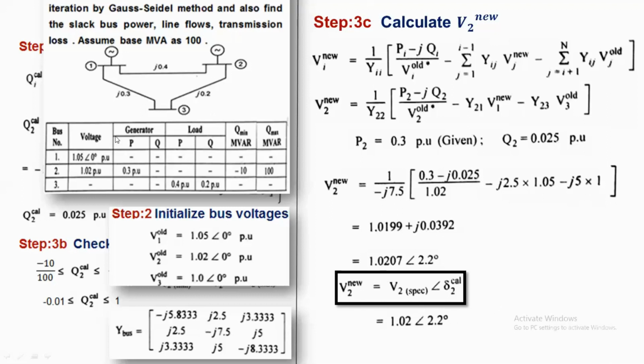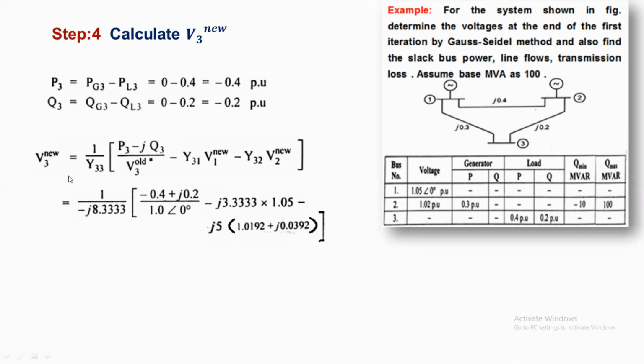Next bus, the third bus. This third bus is the load bus. The quantities to be obtained are the magnitude of voltage and phase angle. By using this formula, V3 new can be directly calculated. V3 new is equal to, since the third bus is the load bus, in the place of i substitute 3. Therefore the formula becomes 1 divided by Y33 [(P3 minus jQ3) divided by V3 old star minus Y31 V1 new minus Y32 V2 new].